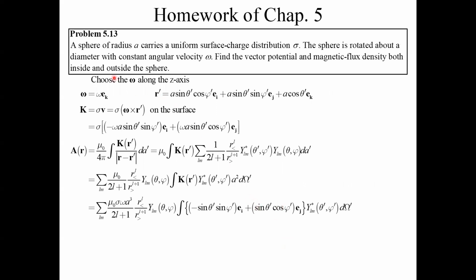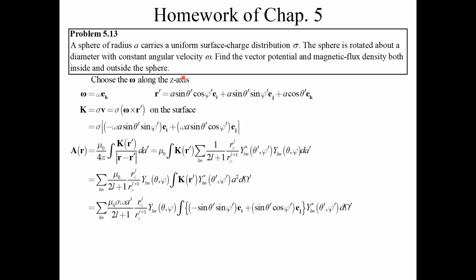And for 13, a sphere of radius a carries a uniform surface charge distribution sigma. The sphere is rotated about a diameter with constant angular velocity omega. Find the vector potential and magnetic flux density both inside and outside the sphere.